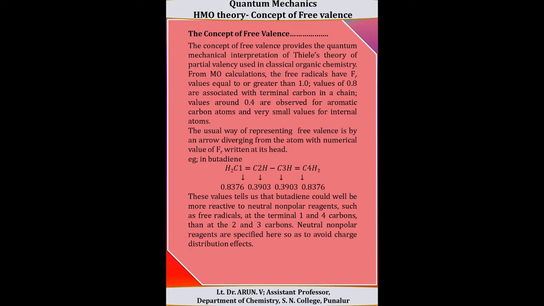For example, butadiene can be represented as follows. It has 4 carbon atoms, C1, C2, C3 and C4. The free valence of C1 is represented by using an arrow, and at the arrowhead its free valence value is given as 0.8376. Similarly, for C2 the free valence value is 0.3903. For C3, the value is 0.3903, and for C4 it is 0.8376.